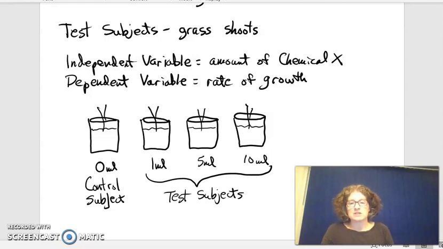So if there is a whole bunch of growth with these 3 test subjects, the 1 and the 5 and the 10 milliliter, but if I didn't have a control test subject at all, I just had these and they all grew a lot, how would I know that that was more than if I hadn't used any at all? So the control subject is a way of making sure that there is an effect, that your chemical X treatments are actually having an effect that's different from if you didn't use a treatment at all. That's the value of having a control.